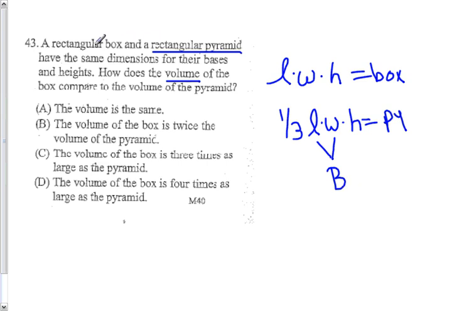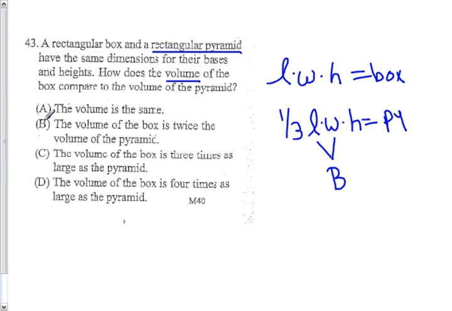The rectangular box and the rectangular pyramid have the same dimensions for their bases. So the length times width here is going to be the same thing as the area of the base here, length times width. The only thing different we're doing is taking 1/3 to get the volume of the pyramid. So we want to know, how does the volume of the box compare to the volume of the pyramid? The box is going to be the inverse of 1/3. So the box is going to be 3 times the volume of the pyramid.